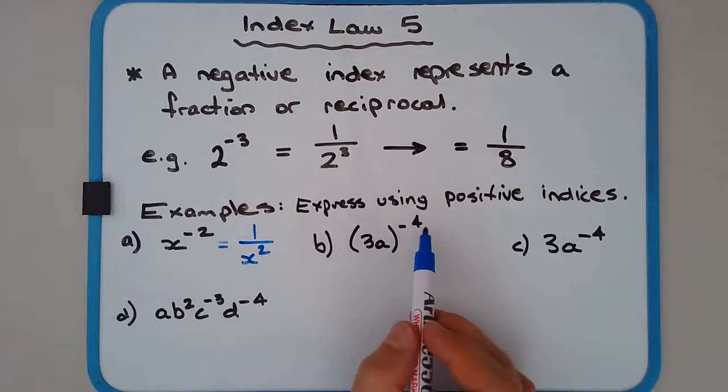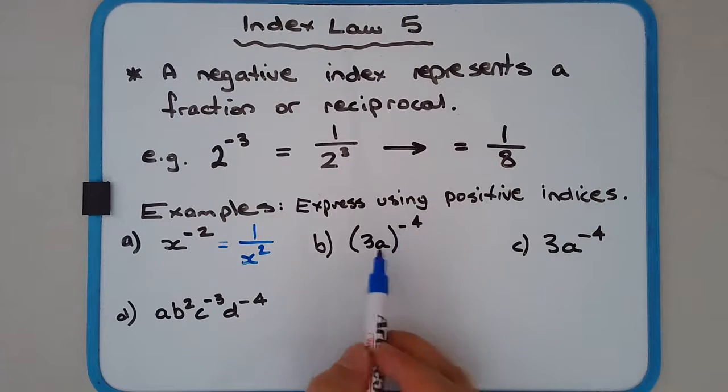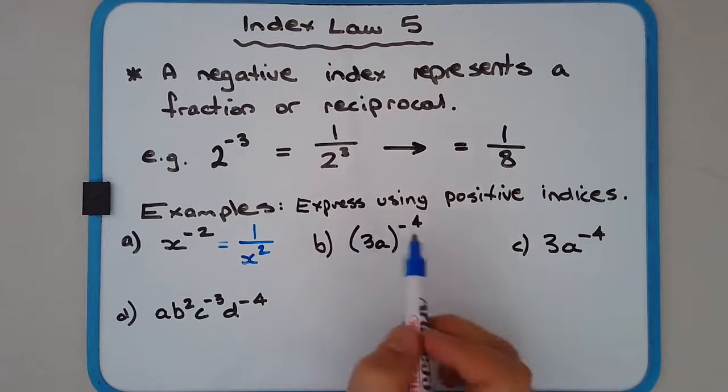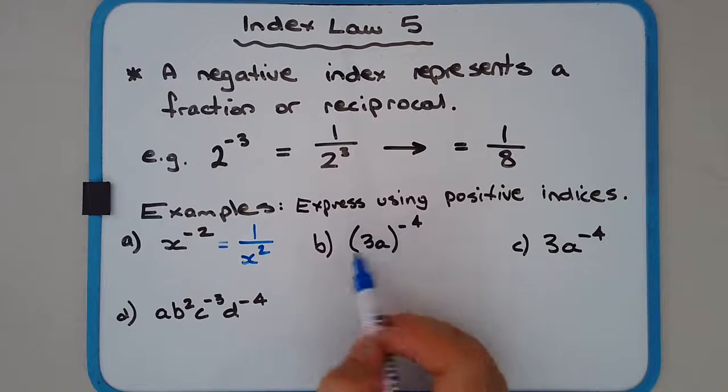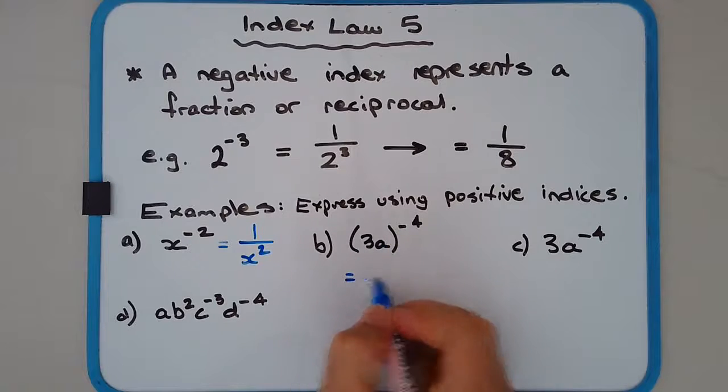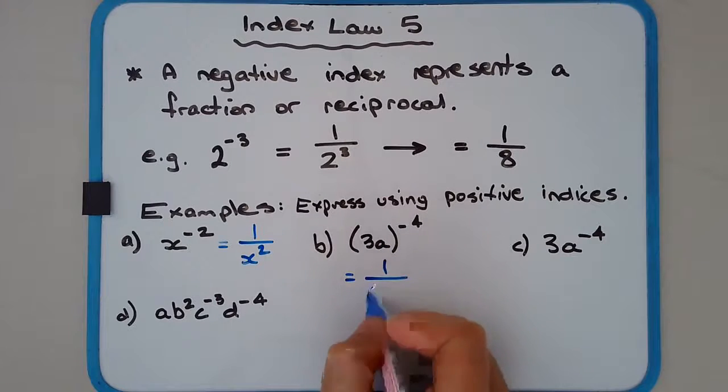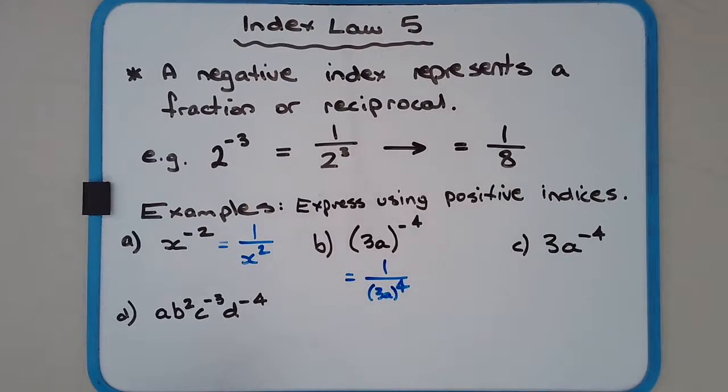3a to the power of negative 4. Now notice that the negative 4 is applied to the entire bracket. That's why we have brackets. That's why it's called a grouping symbol. 3a is going to be in the denominator because of the bracket and because of the negative 4. So this is really 1 over bracket 3a to the 4. And we can then apply the power to a power rule, and that's just 1 over 3 to the power of 4 is 81, and a to the power of 4 is a to the power of 4. Nothing we can do with that really.